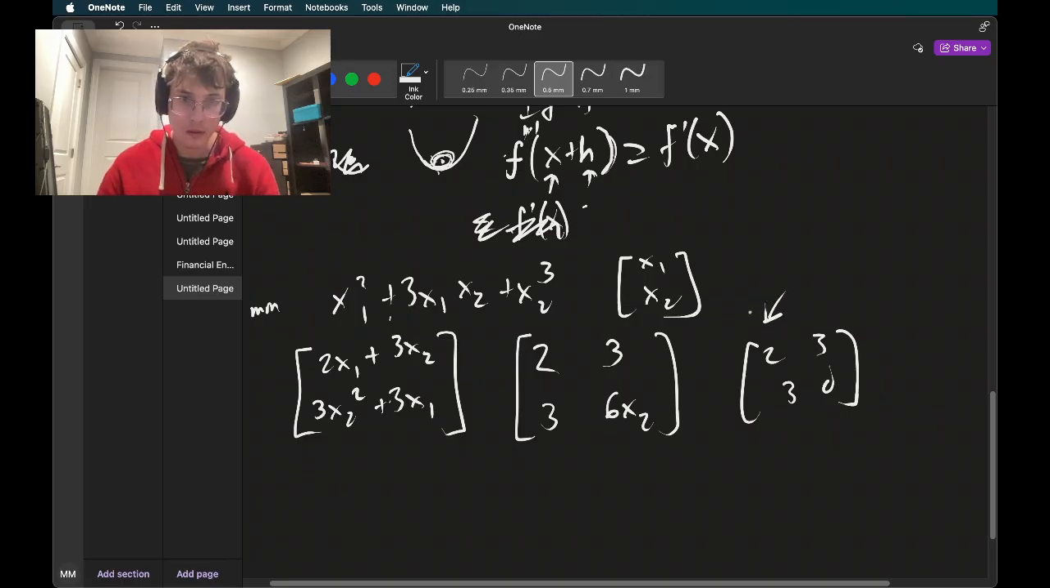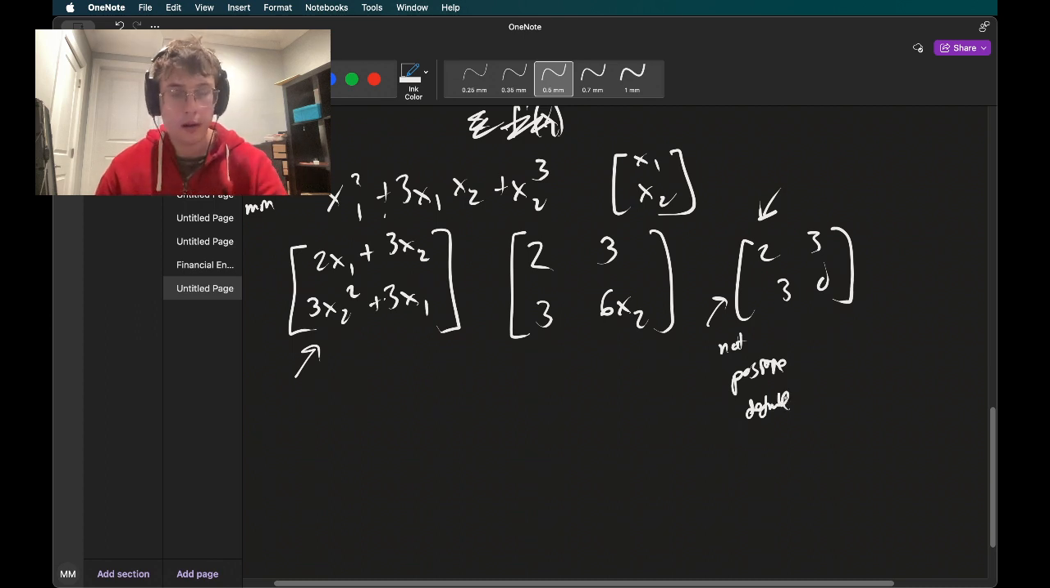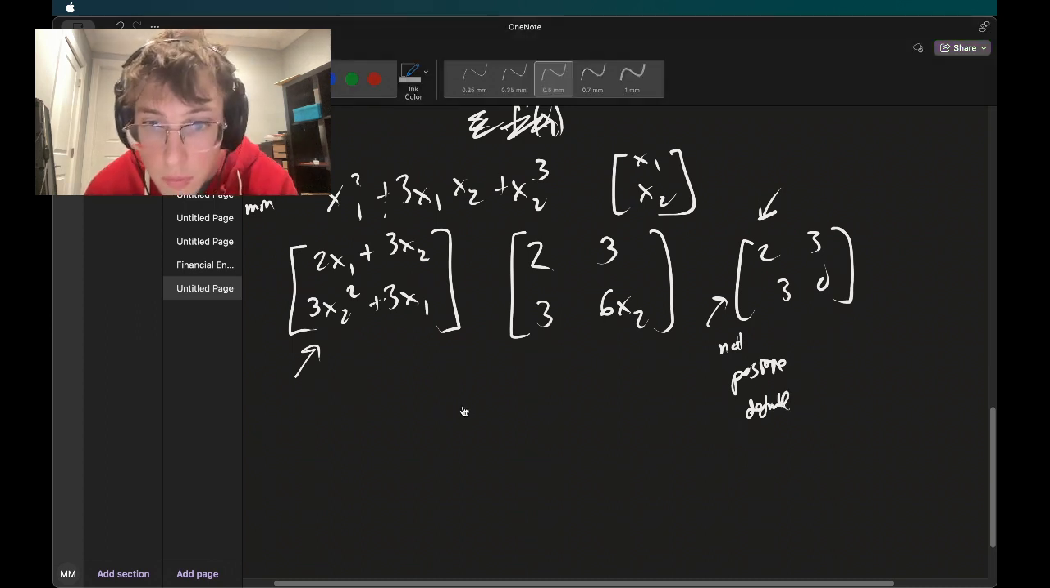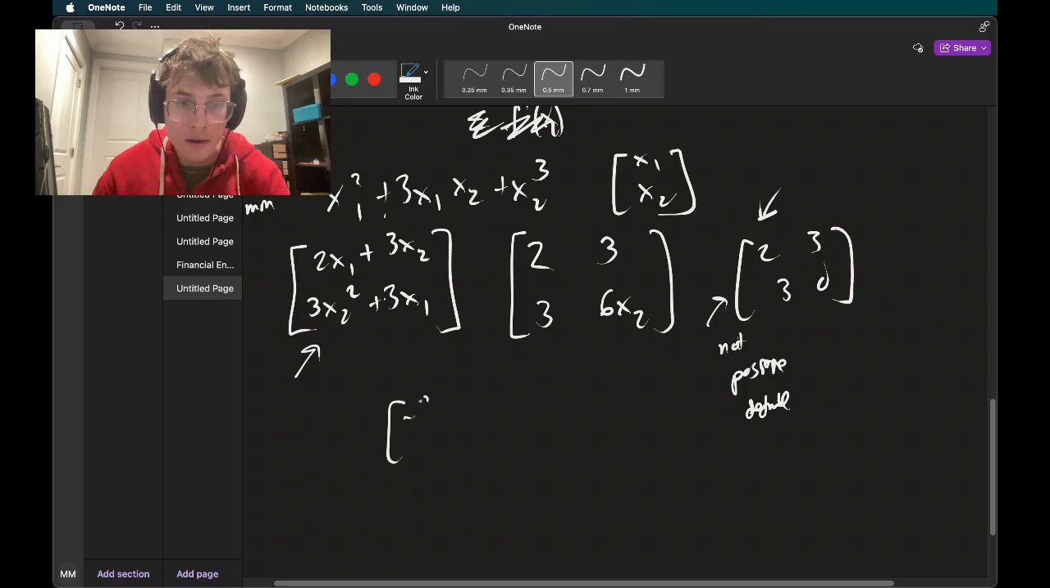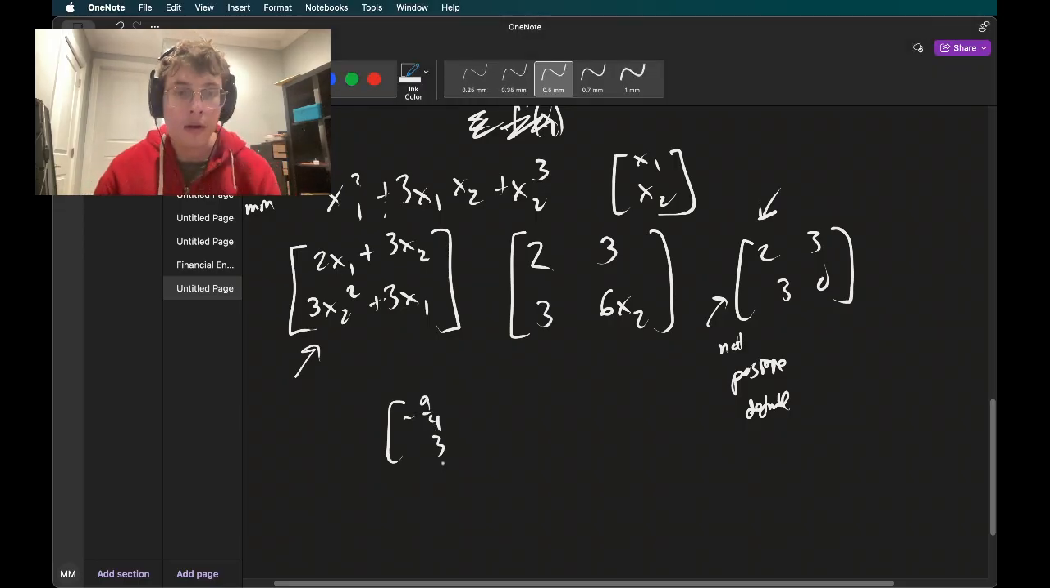So at 0, the gradient is 0, right? That's fine. But this Hessian actually is not positive definite. Therefore, it's not a local minimum. But the professor talks about a different point, which is negative 9/4 and 3/2. And this is definitely a local minimum.